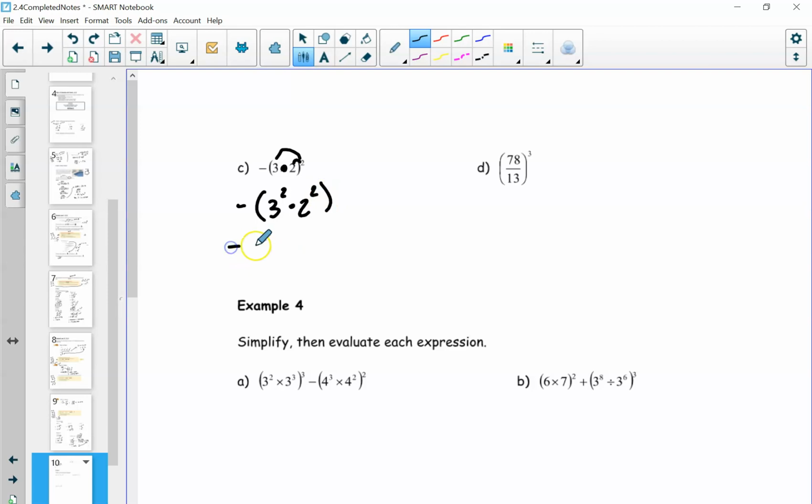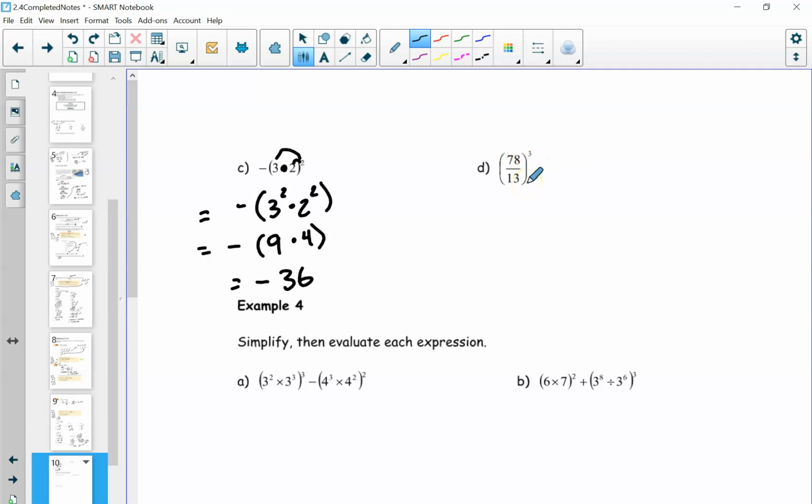So we've still got the negative on the outside, okay? And then 3 to the power of 2 is 9, and 2 to the power of 2 is 4. So our final answer is going to be, well, that's 36, so negative 36. Okay, it's order of operations. You got to be really careful with the negative, minus signs, negative signs.